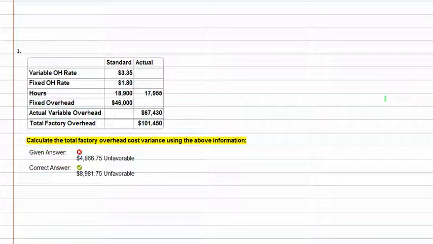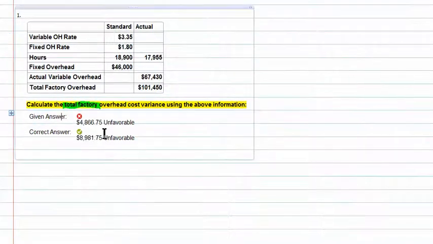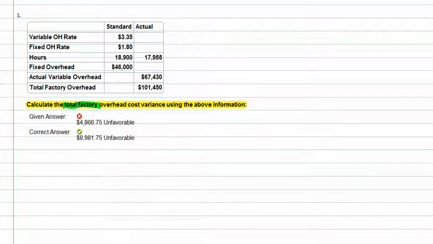This question is asking us to calculate the total factory overhead. So they want the total factory overhead variance using the above information. Well, if we're going to do the total factory overhead variance, we have to do both the volume variance, which deals with our factory overhead fixed costs, and then we'll have to do the controllable variance, which deals with our variable factory overhead.